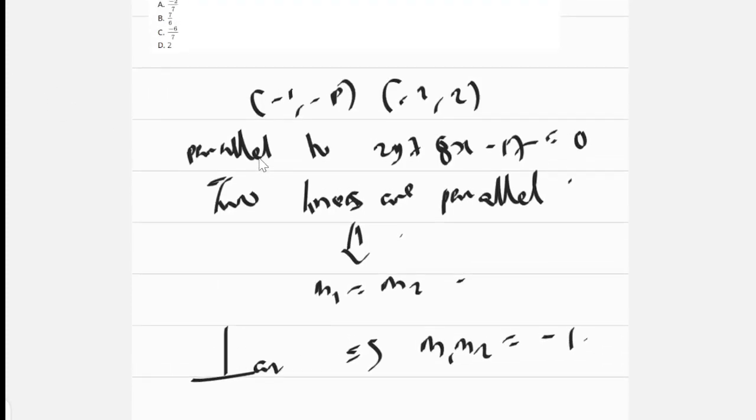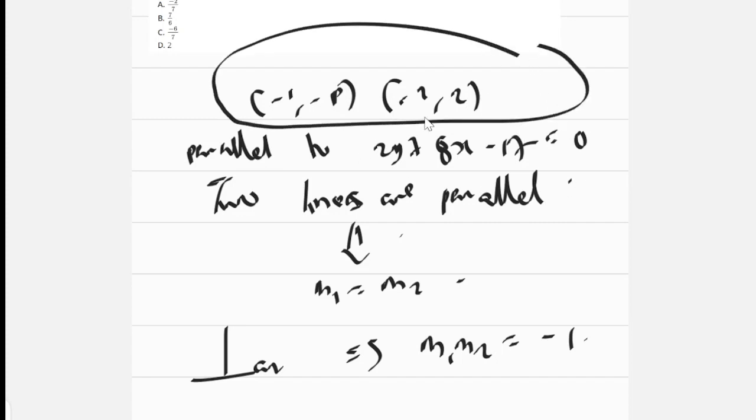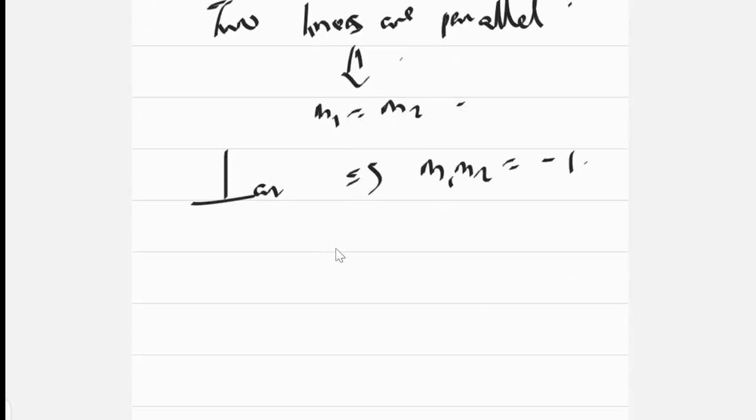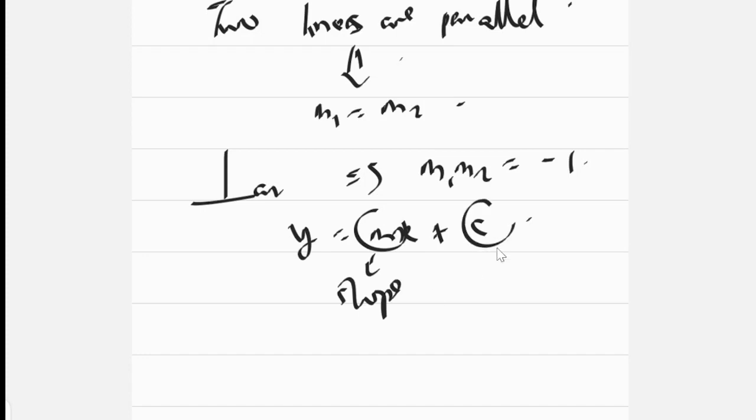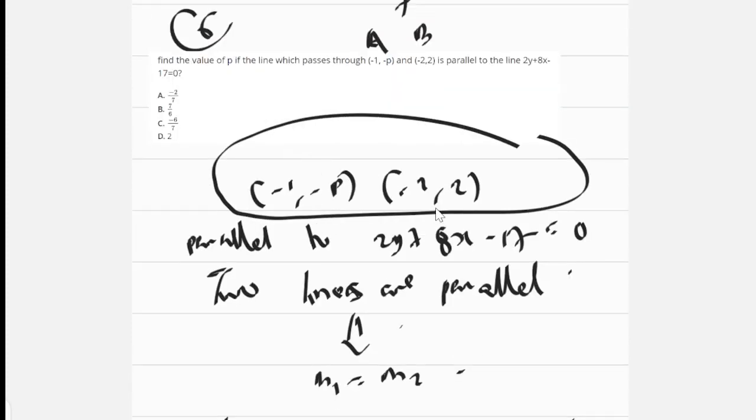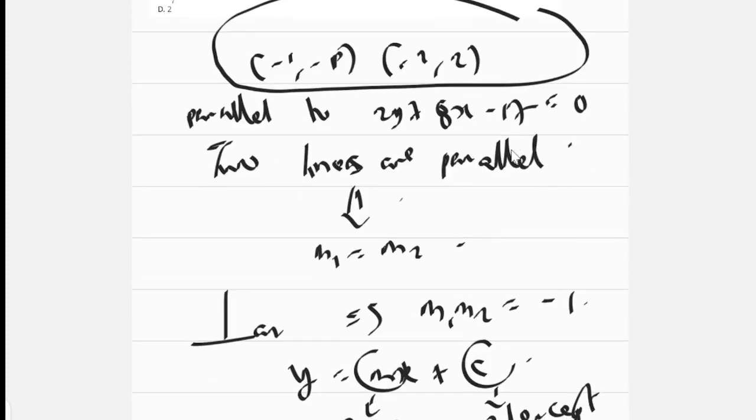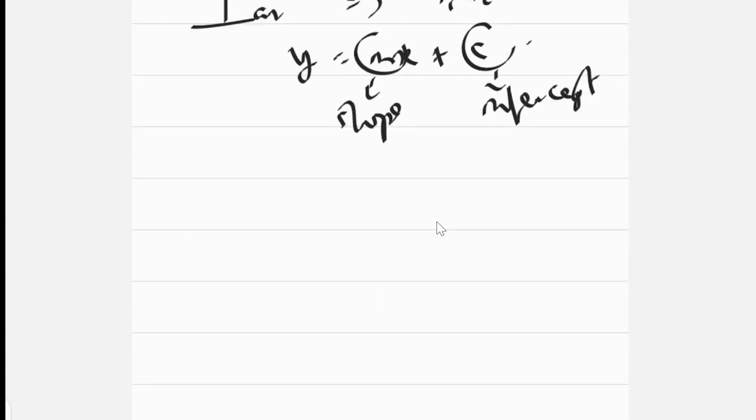Now if I can find the slope of this line, and I know the slope of the other, I can easily equate them. And don't forget, the general equation of a line is y is equal to mx plus c, where m is the slope and c is the intercept. Then I can rewrite this as an equation of the line and find my slope. Then I find the slope of the other line too. Then I equate them together. I hope you understand now.